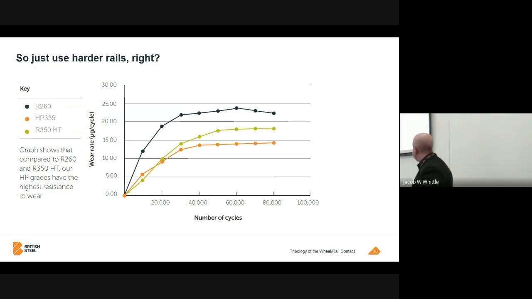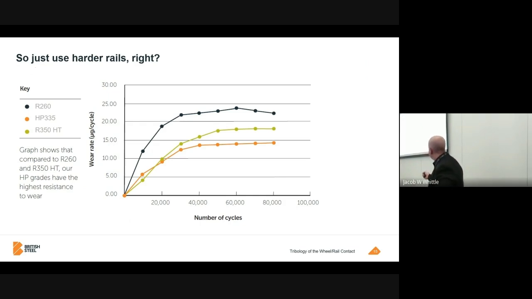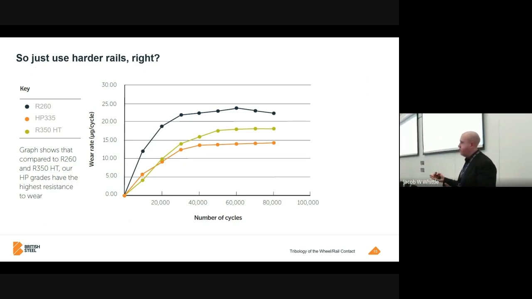This is a result of twin disc testing. This is the number of cycles of the test, and this is the wear rate. The higher the number, the more wear you're getting. There are three different materials represented on that chart. You've got R260, which is basically the standard rail used throughout most of Europe. The number represents the hardness of the rail in Brinell, so the bigger the number, the harder the rail is.